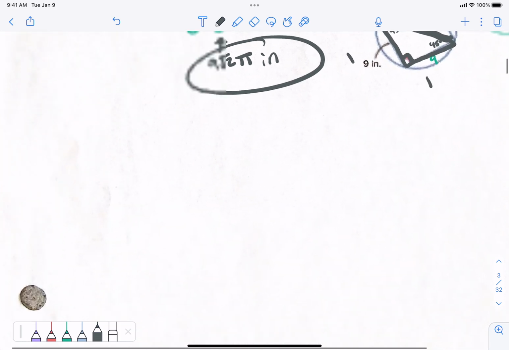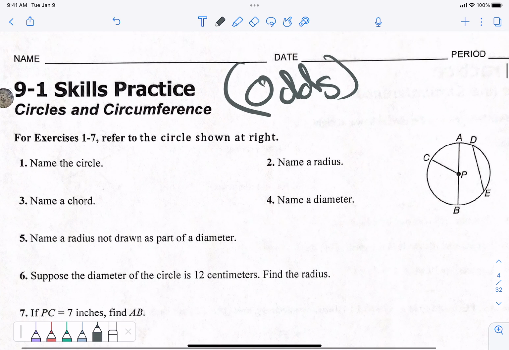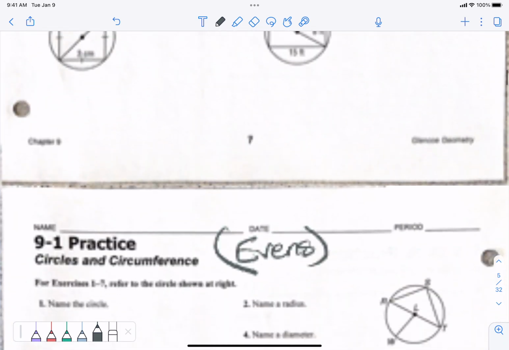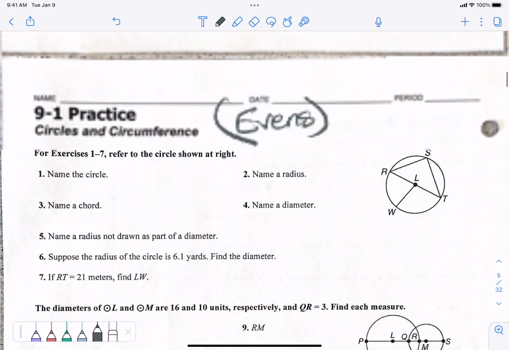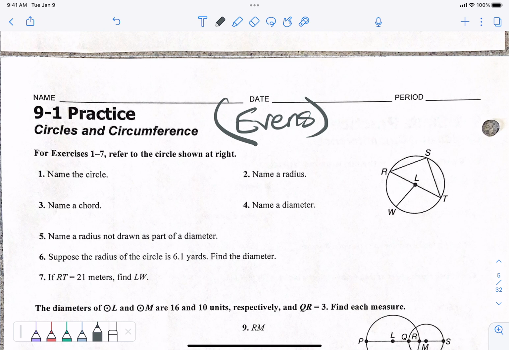That's all. On your homework assignment, skills practice, we did odds. Really, the top half of it is just naming things, like name a radius, name a diameter, name a whatever, okay? So odds on skills practice, and then evens on the other side, because I want you to do the story problem. So odds on skills practice, evens on practice. Good?